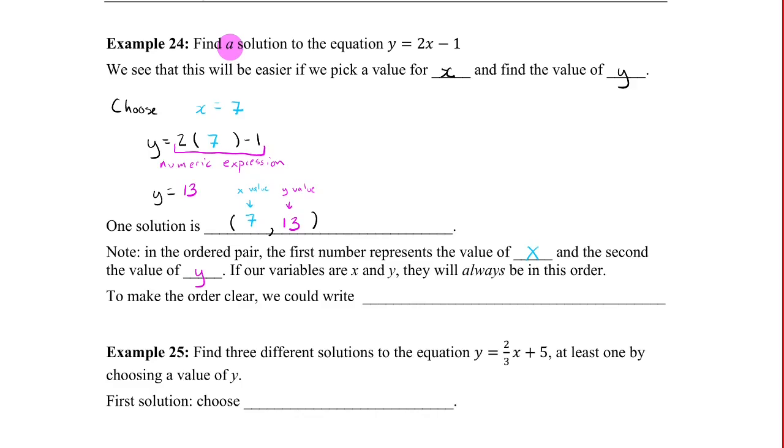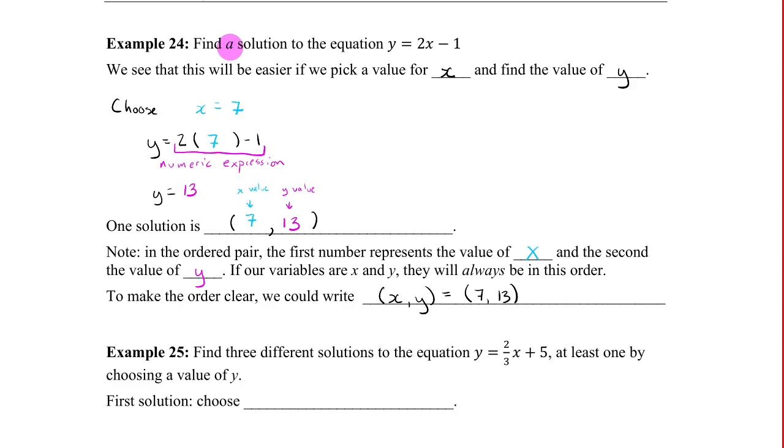If our variables are not named x and y, our variables will still have some fixed order. If they are named x and y, they'll always be presented x first, y second. If it's not obvious what the order is, we can be very clear by saying that the solution is (x, y) equals (7, 13).